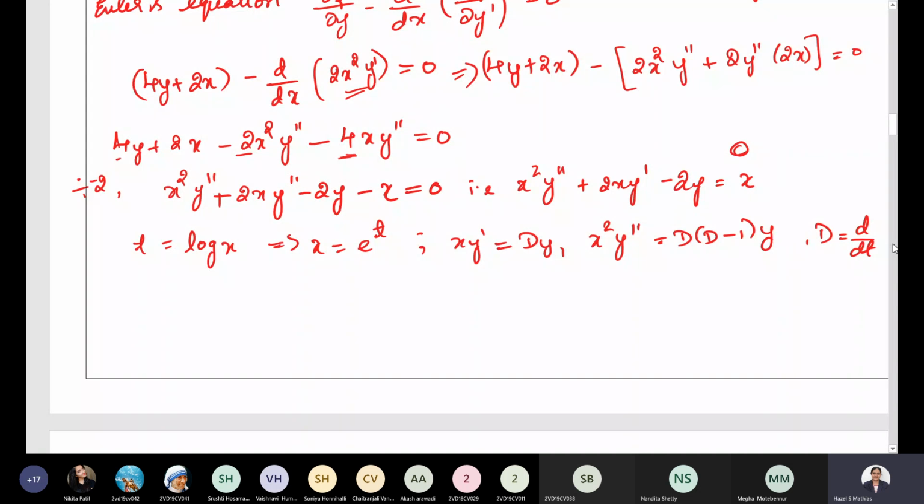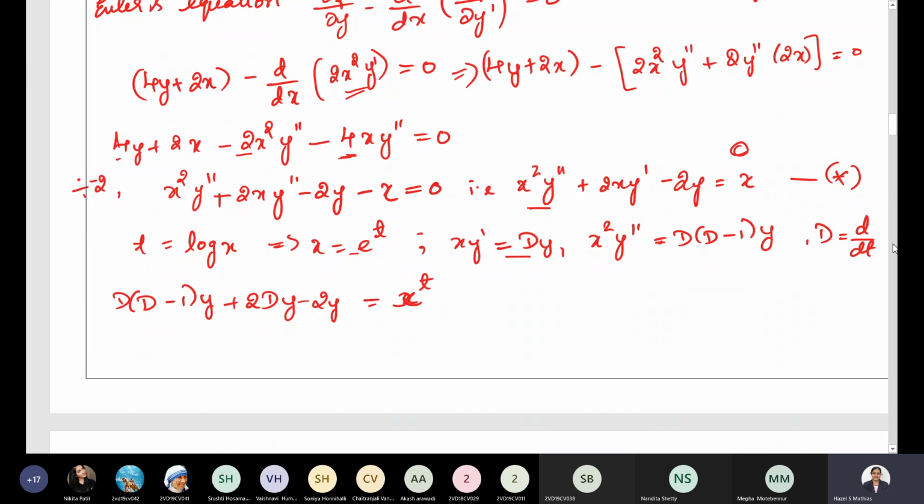See, x y dash will be taken as Dy, x square into y double dash is taken as D into D minus 1 into y. Now make the substitution in the given equation star. When we make the substitution, x square y double dash is replaced by D into D minus 1 into y, then plus 2 x y dash, which is given by Dy. Then what else do we have? Minus 2y, correct? Minus 2y, that is equal to x. What is x? e power t. So when we make the substitution, you have to change this to e power t.